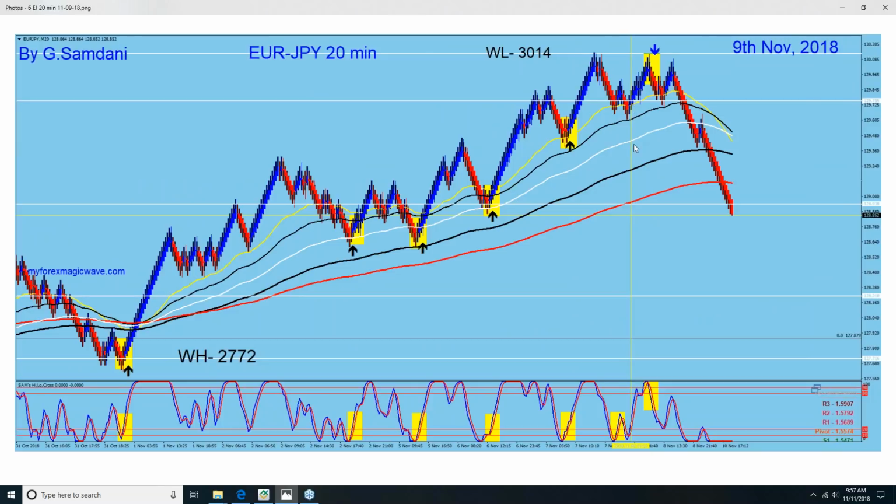This is November 8th, yellow line, and after that it went up. First short, boom, to the downside. That's what I said in my tweet: get ready to short yen pairs, and you do it.